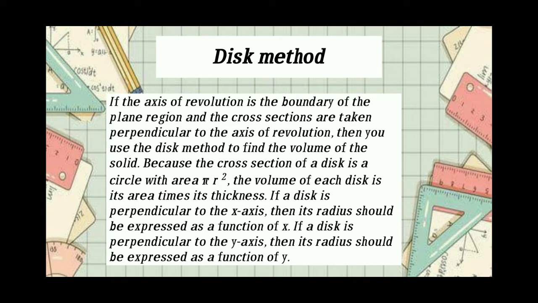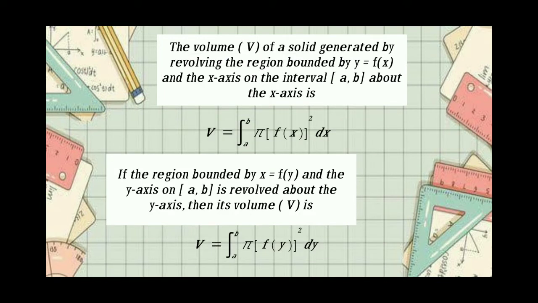So there are two formulas in using the disk method. The volume of the solid generated by revolving the region bounded by y equals f of x and the x-axis on the interval a to b about the x-axis is: volume equals integral from a to b of pi times f of x squared dx. While if the region bounded by x equals f of y and the y-axis on a to b is revolved about the y-axis, then its volume equals integral from a to b of pi times f of y squared dy.